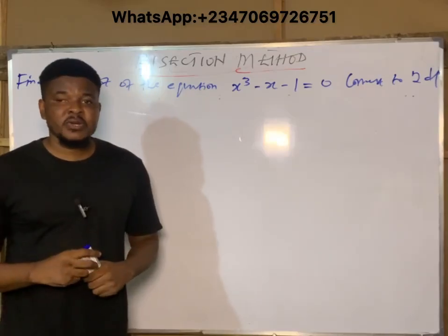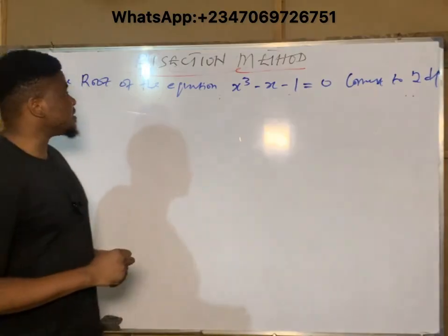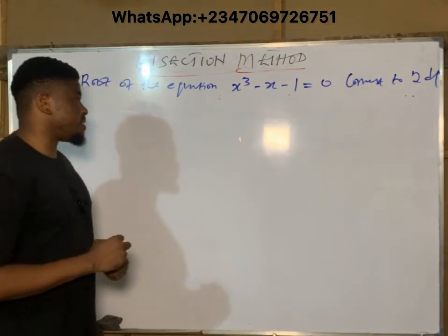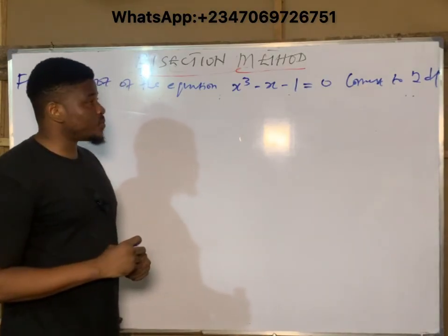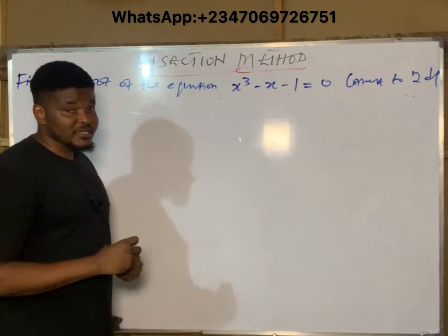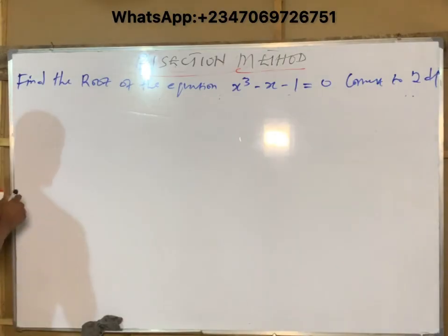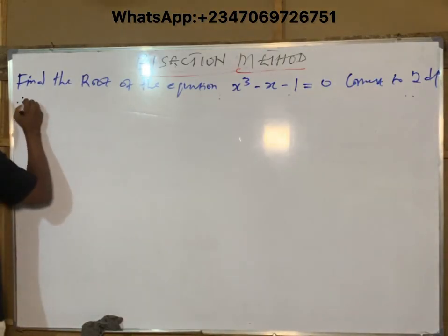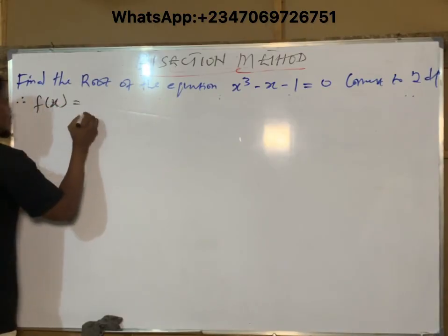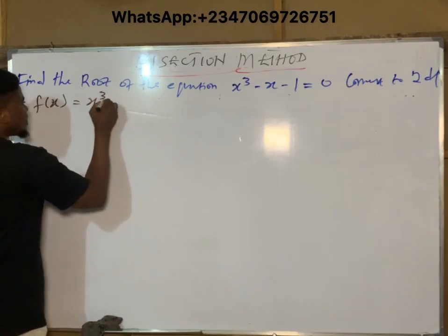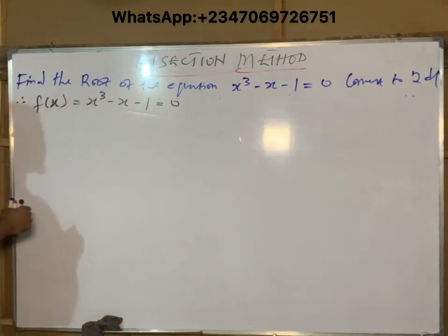So in this video, we are going to be solving this problem on bisection method. The question says, find the root of the equation x cubed minus x minus 1 equal to 0, correct to two decimal places, and we are to use the bisection method. So the first thing to do is to write out our functional equation. That simply means that f of x is going to be equal to the function given to us, x cubed minus x minus 1, and that is going to be equal to 0.